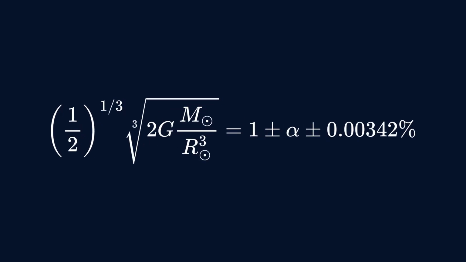0.0034% when our solar parameters are applied to this theoretical lower limit. This gives a single function that yields alpha and 2 minus alpha for more quickly rotating bodies and 1 plus minus alpha for more massive, slowly rotating bodies.